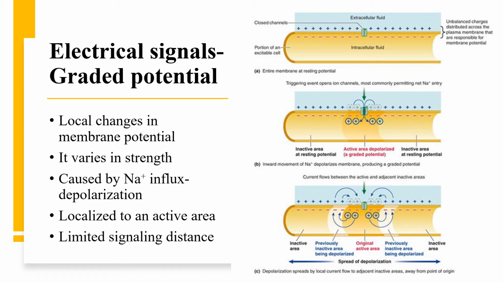Outside the cell, the active area is relatively less positive than adjacent inactive areas. Because of this difference in potential, charges carried by ions passively flow between the active and inactive regions on both the inside and the outside of the membrane, producing a current. Current carried by ions can move across the membrane only through these ion channels. Although graded potentials have limited signaling distance, they are very important to the body's function. Graded potentials can initiate action potentials, which is the long-distance signaling.